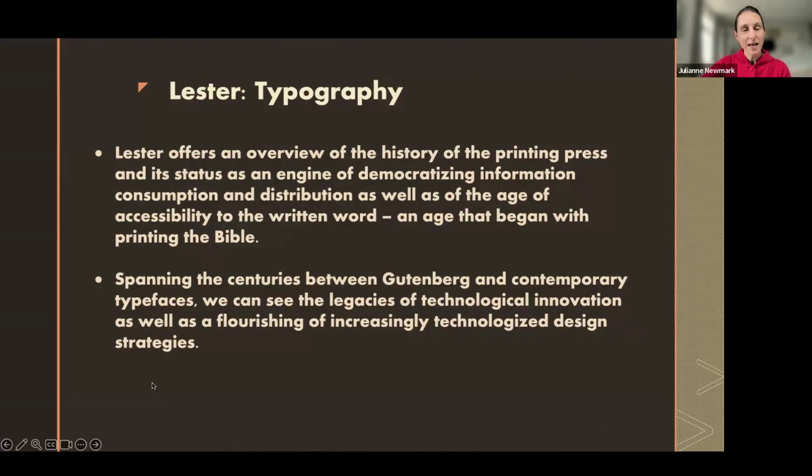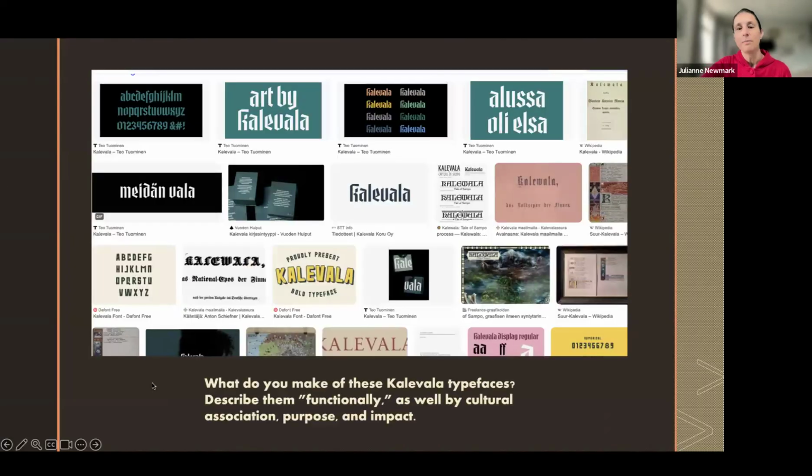So in that vein, this first example is resonant with the Finnish national epic, which I've mentioned in previous slides. You're going to be so tired of hearing about Finland, but I just came back in June, and the Fulbright was a very moving and powerful experience for me, and I want to share that with you. So I hope you will excuse me for doing that. So the Kalevala is their national epic, and I put in Kalevala typeface into a Google Images search. So what do you make of these Kalevala typefaces? Describe them functionally as well as by cultural association, purpose, and impact.